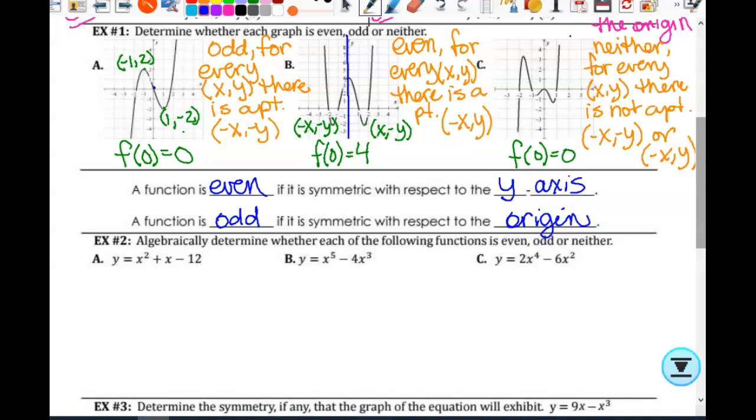Okay, we good? Odd is origin symmetry, even is y-axis symmetry. If we have x-axis symmetry, then we're not a function, so we don't really worry about it. Okay, we good? Now we're going to look at it algebraically.